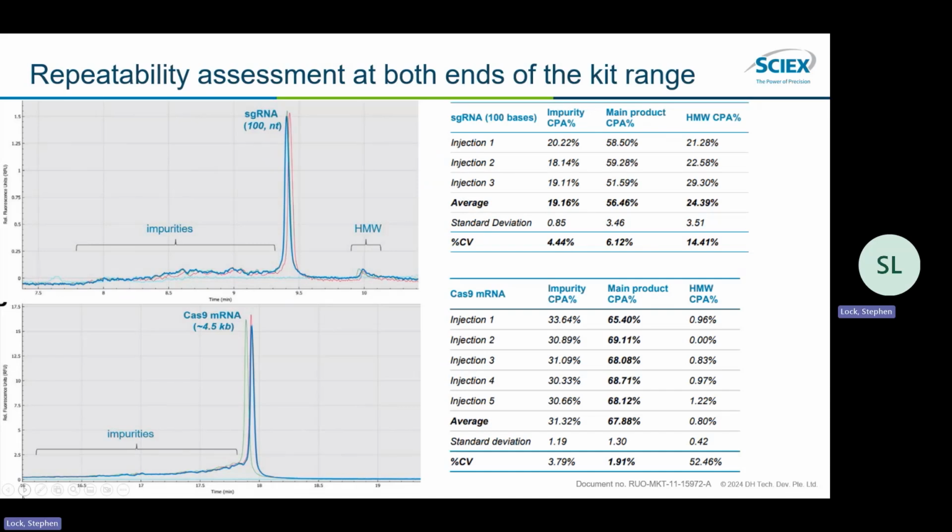And here we see reproducible analysis of again the small guide RNA and the Cas9 mRNA, and you can see again it's really highly reproducible for both, even in the same analysis in the same run. So we're seeing small guide RNA having a main product percentage CV area of around about 6%, and the Cas9 having a main product area CV of less than 2%. So again, CVs are very, very good.